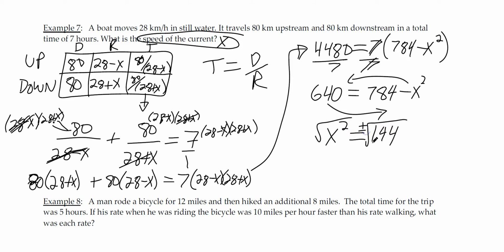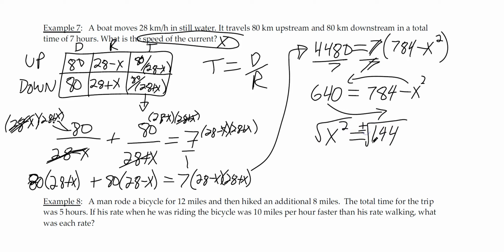Let's move on to example 8. A man rode a bicycle for 12 miles. We have distance, then hiked 8 miles. Okay. The total time for the trip was 5 hours. Time. If his rate when he was riding his bike was 10 miles an hour faster than when his rate was walking, what was each rate?